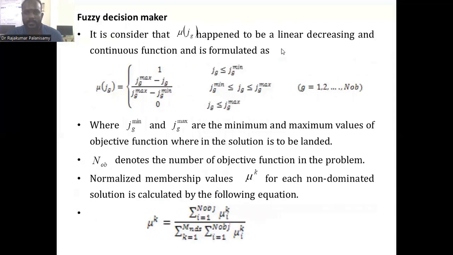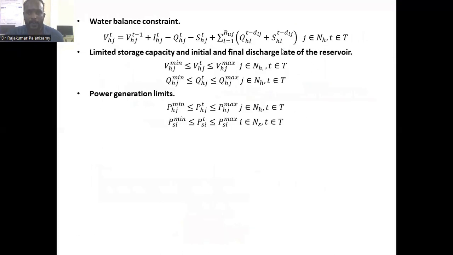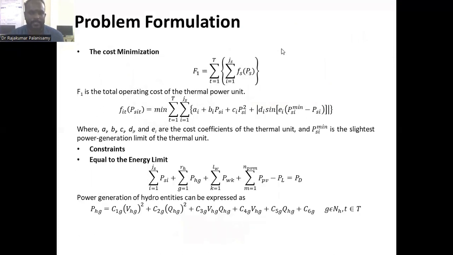Now, this is the formula for the fuzzy decision maker. The main thing is the problem formulation. What is the main problem formulation here? I need to reduce the fuel cost of the thermal units for the hydrothermal system problem. That means integration of hydro and thermal makes the problem non-linear, in which the thermal value should be reduced with the help of increasing the value of hydropower. This is the main idea.